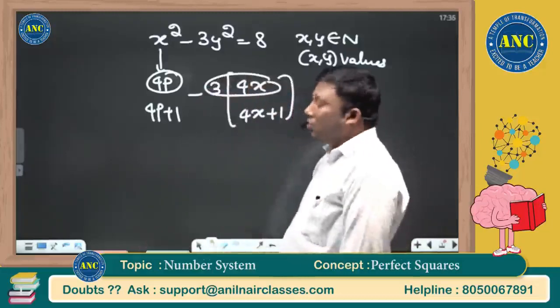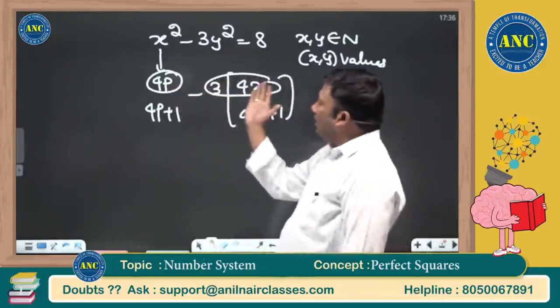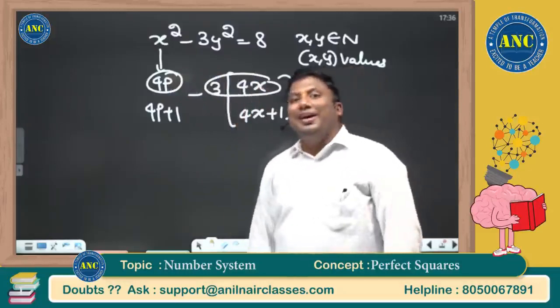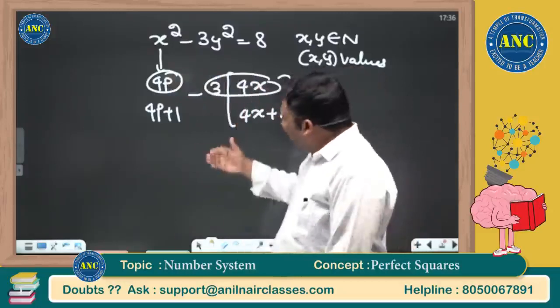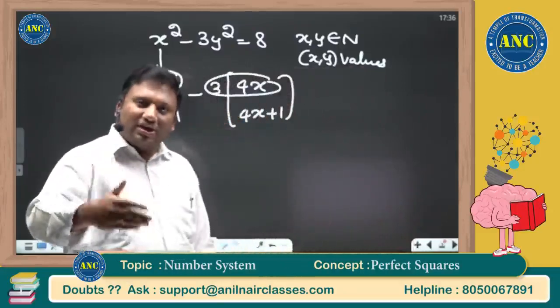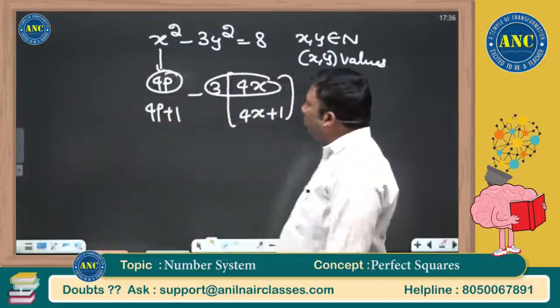8 is 4 into 2. Then how to solve that kind of questions? 4p minus 3 into 4x: divisible by 4, divisible by 4. I hope the idea is clear. The reason why I erased the question is to tell you the first basic question, then I will get you into the next level question.